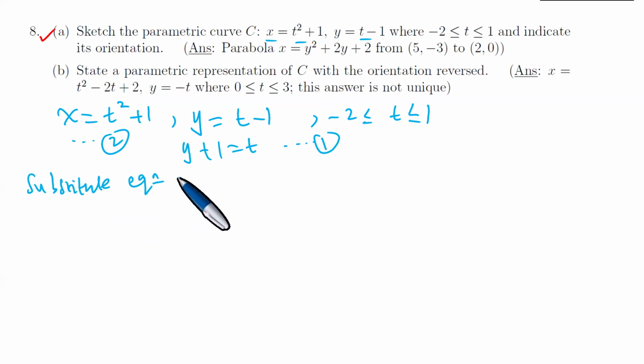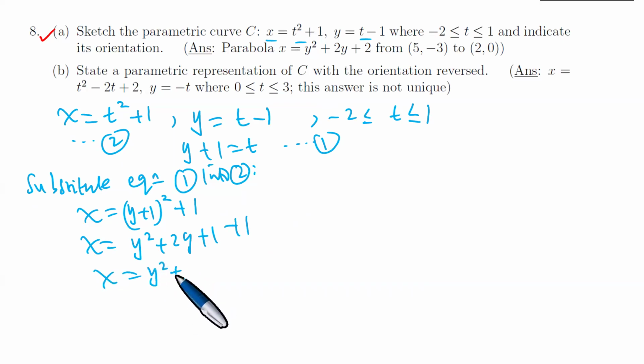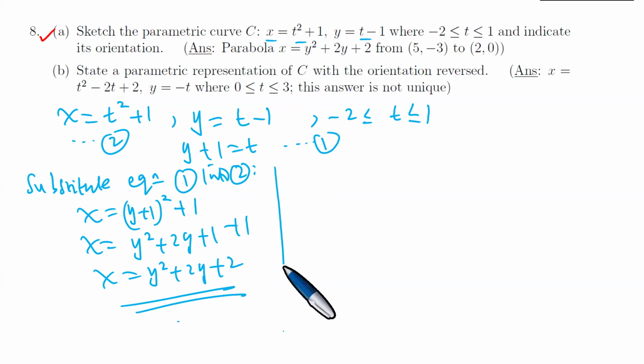Substitute equation 1 into 2. In the place of t, you put y plus 1, squared plus 1. Which means x is y squared plus 2y plus 2.